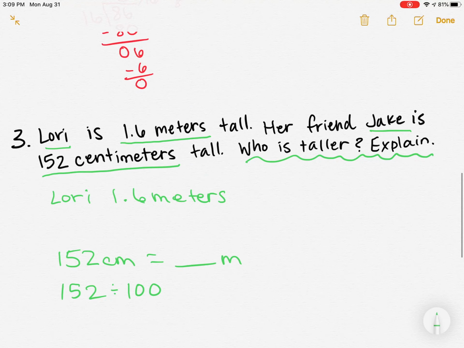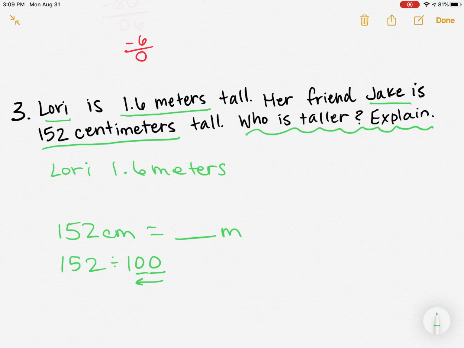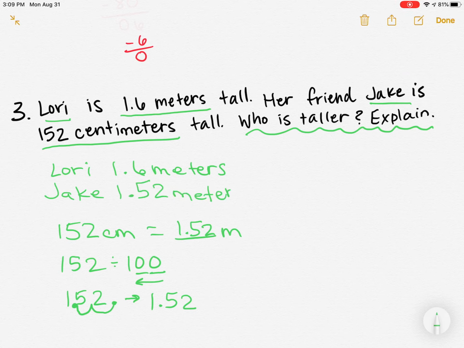152 divided by 100. Now remember, if we're dividing, we're going over 2 decimal places over to the left. So 152, add the decimal and go over to the left 2 spaces. That means it'll be 1.52. So the answer is 1.52 meters. So 152 centimeters is equivalent to 1.52 meters. That means Jake is 1.52 meters and Lori is 1.6 meters.